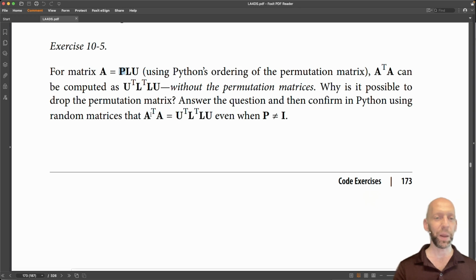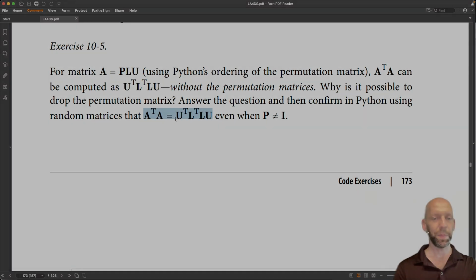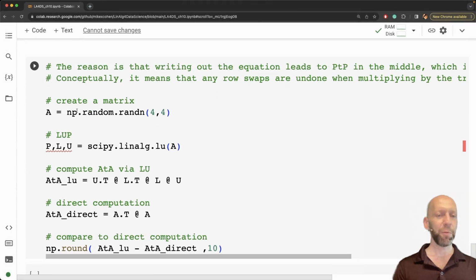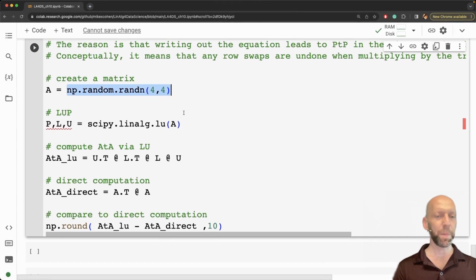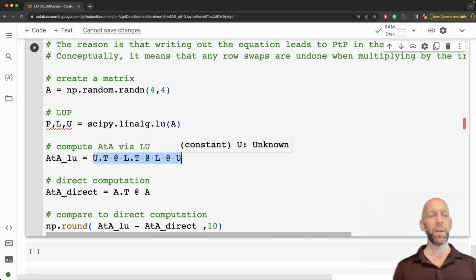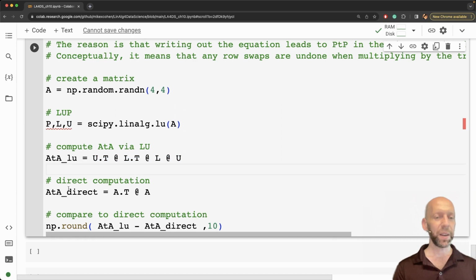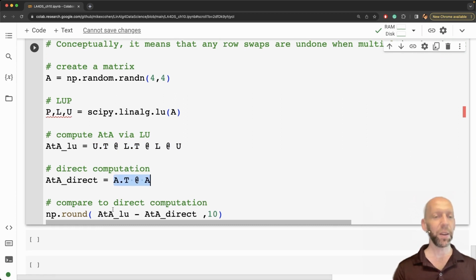Now I will switch to Python, and I'll just show you the implementation of this expression. So here I have a random matrix 4x4. Here I take its LU decomposition. Here I'm computing U transpose times L transpose times L times U. Notice no permutation matrices in here at all. And here is A transpose times A, and here I subtract them.